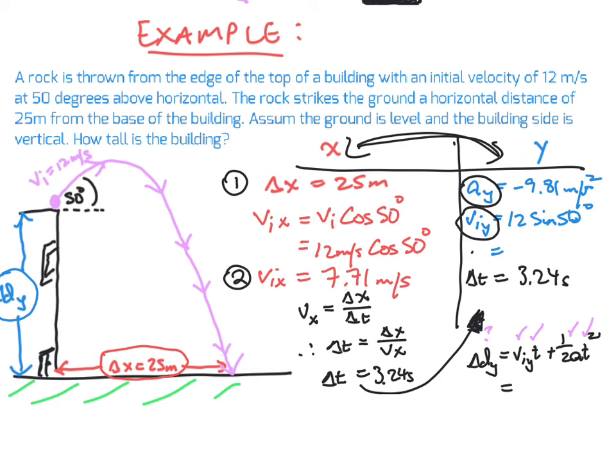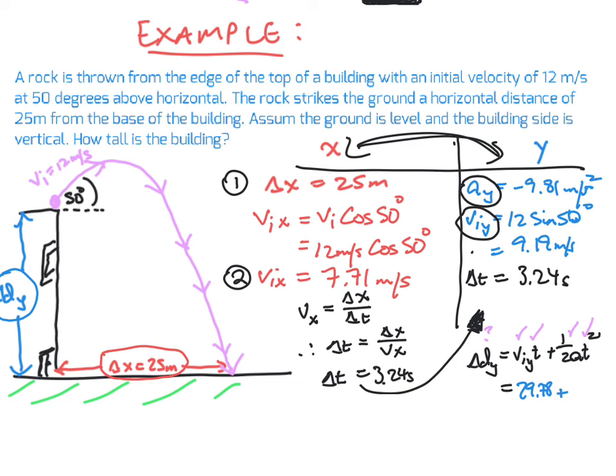And we say it's equal to VIY, which is 12 sine 50. So we just got to put that into a calculator, and we're going to get 9.19 meters per second for our VIY value. And we multiply that by 3.24, and we get 29.78. Excuse the different color font.